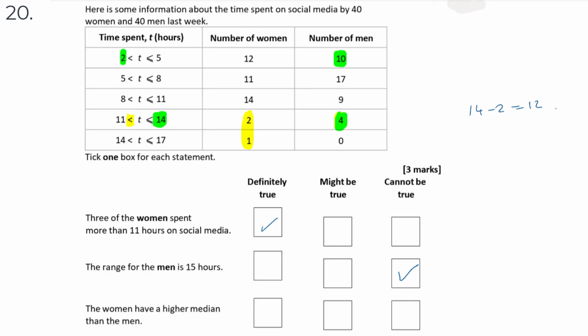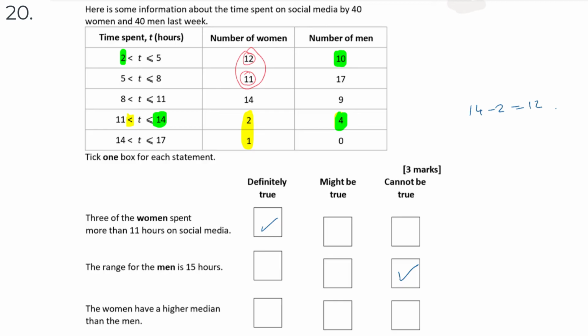Okay, so the first 12 women are in this category here, in the 2 to 5 category, and the next 11 are in here. Now together that adds up to 23. So I'm pretty sure the 20th and 21st woman have got to be in that second category, haven't they? Because that takes you all the way up to person number 23. Okay, so for the women, the median is in the 5 to 8 group.